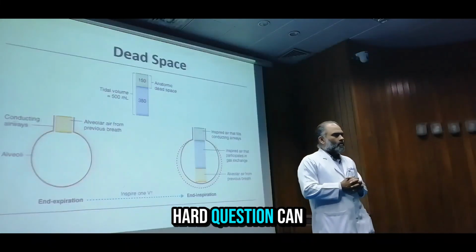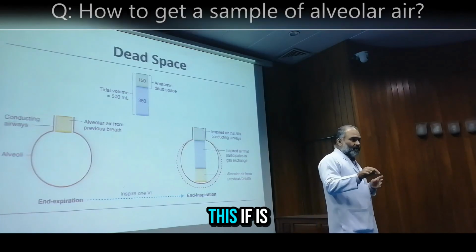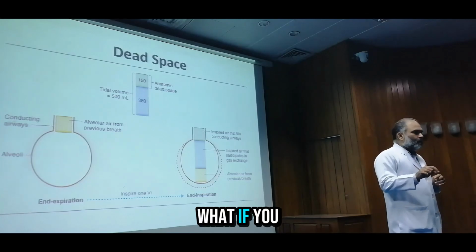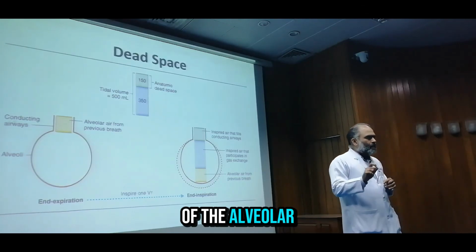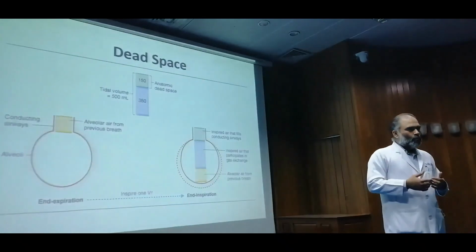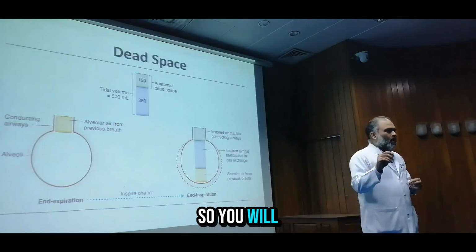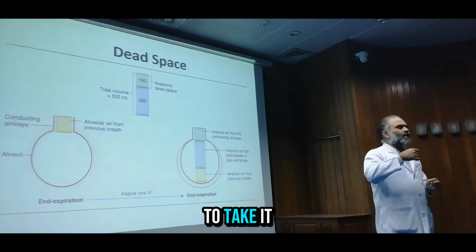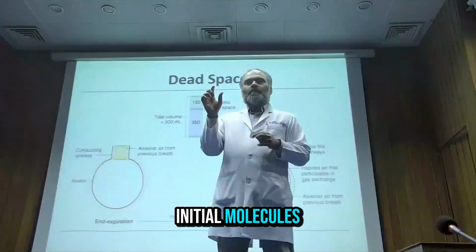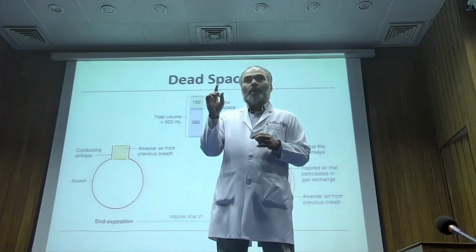Question, hard question, can be asked in a viva with the good ones. What if, and this if is not theoretical, sometimes we need this sample. What if you need a sample of the alveolar air? How would you get it? What maneuver would you do to get this? Deep expiration, perfect. So you will ask the patient to expire, to take air out during expiration, and you're not interested in the initial molecules. Why aren't you interested in the initial molecules? Because they are coming from the dead space.